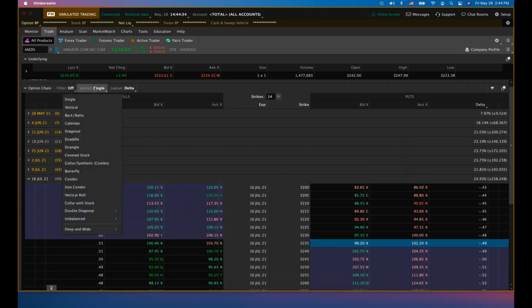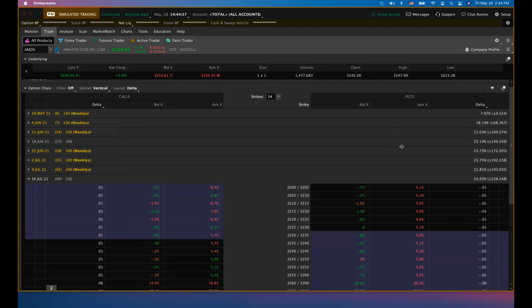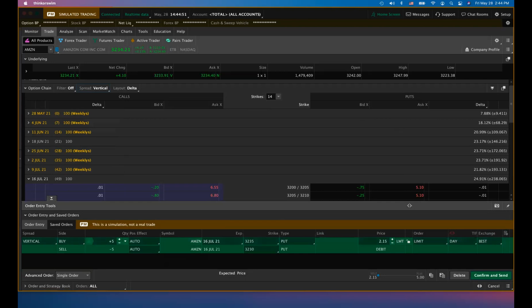So I'm going to change my spread from single to vertical. And now I am going to buy the 32.30, 32.35, and I'm going to buy it for about $5. Let's see how much I can get for it. I can get $2.15. You got $2.15 is how much I am going to pay to get into this vertical spread. This is a debit, meaning that I am paying to get into the spread. You with me so far? This is a debit spread, not a credit spread. I am paying to get into it.